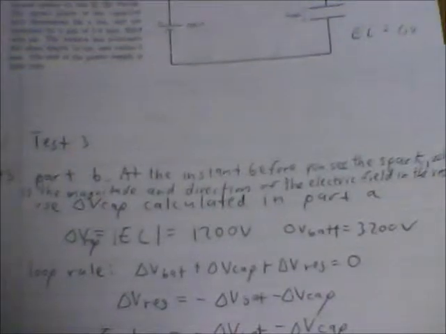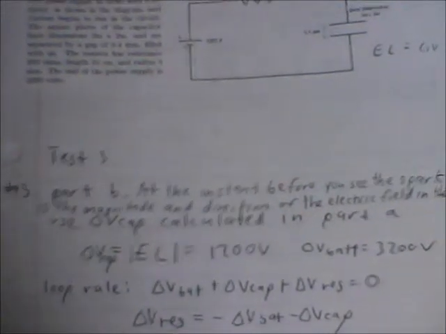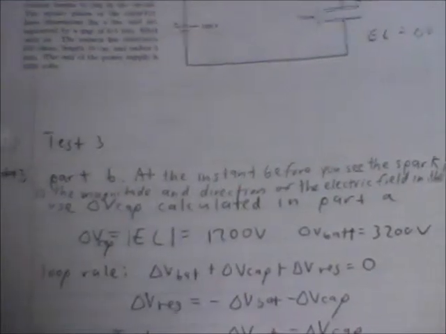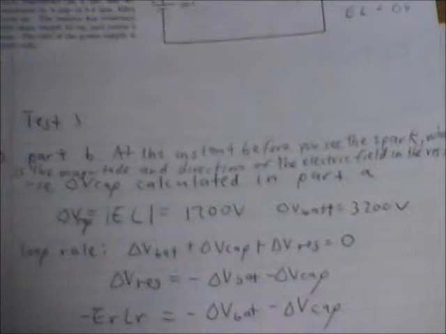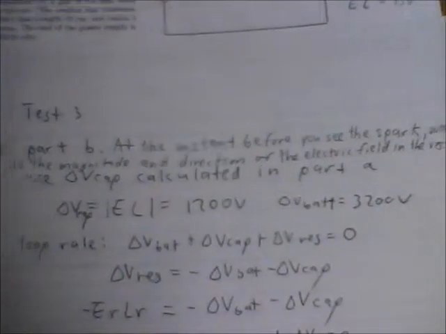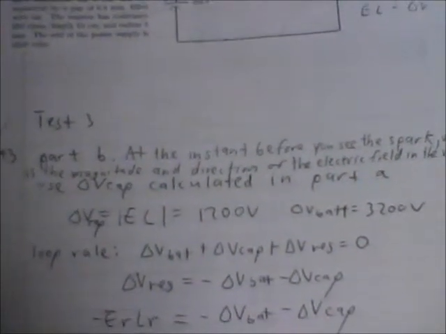And using the loop rule, delta V of the battery plus delta V of the capacitor plus delta V of the resistor have to be equal to 0 because delta V round trip must be 0. And then you can rearrange this equation to be delta V of the resistor is equal to negative delta V of the battery minus delta V of the capacitor. And then you could substitute in for delta V of the resistor to be negative electric field of the resistor times the length of the resistor, since these two quantities are equal.